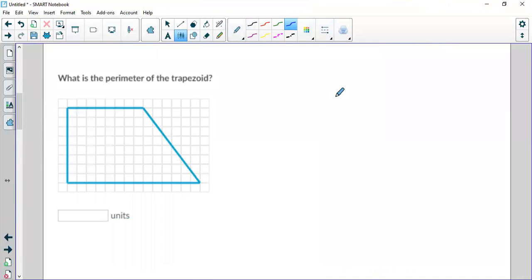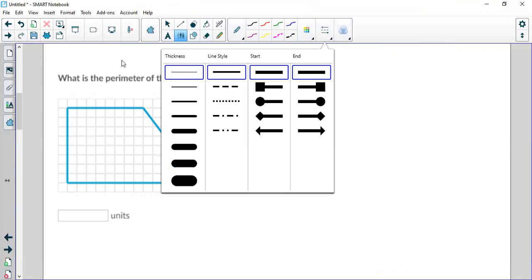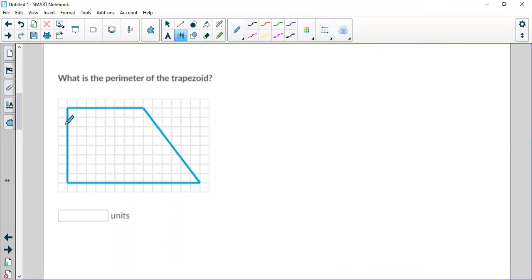This one's a trapezoid. The trapezoid's not too bad. It's giving me 3 measurements that are straight lines. I can count all of them. So like this one is 1, 2, 3, 4, 5, 6, 7, 8. This one is 8 units long. And this one is 1, 2, 3, 4, 5, 6, 7, 8. Also 8 units long. This guy down here is 1, 2, 3, 4, 5, 6, 7, 8, 9, 10, 11, 12, 13, 14 units long.